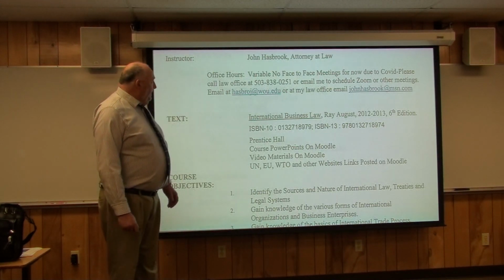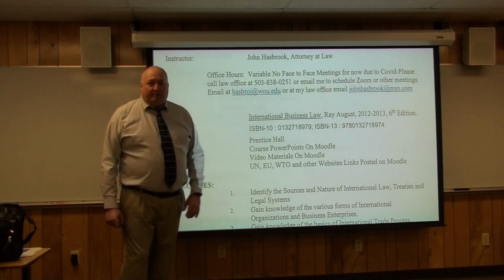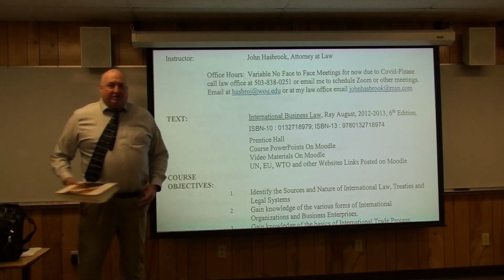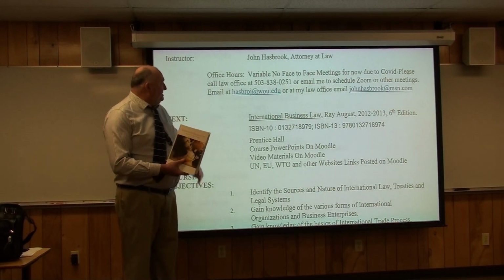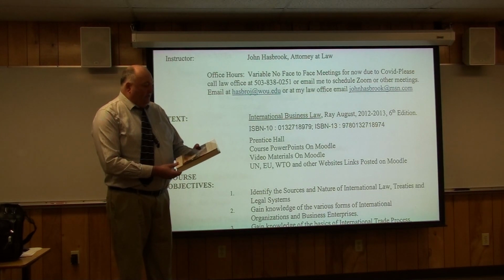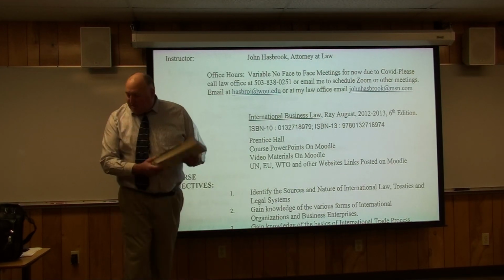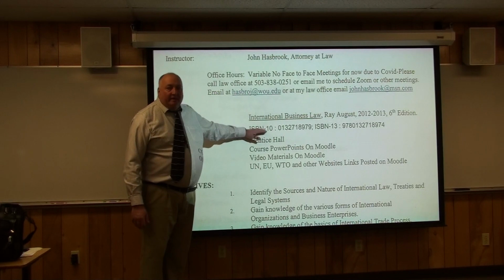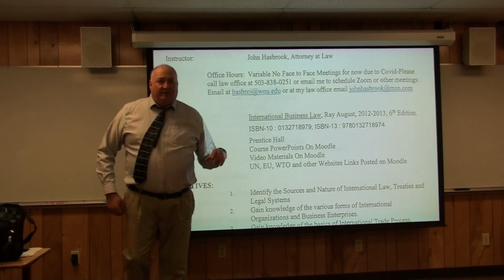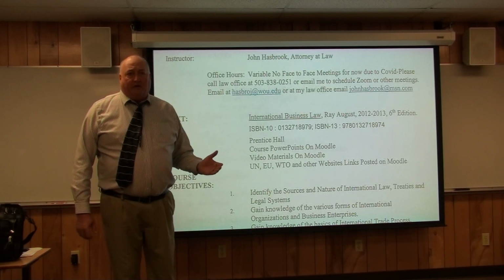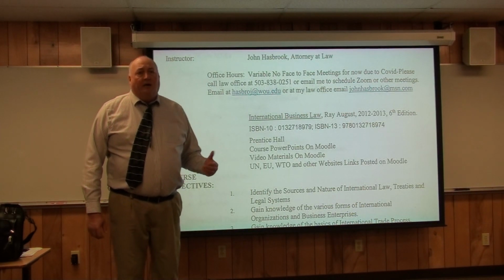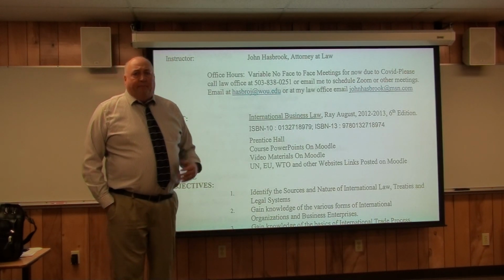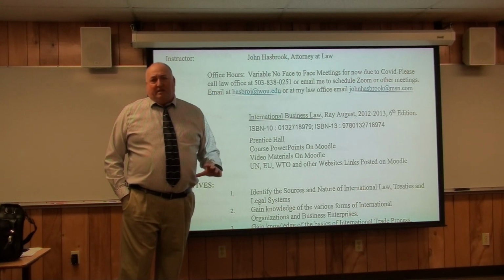Okay, so in terms of the class, let's talk about the textbooks. The primary textbook is going to be International Business Law by Ray August, and we will be using the 6th edition. Actually, I grabbed the wrong edition. For this class, this is the ISBN number. I will tell you right now that there's a 4th and a 5th edition. Those editions will also work if you can pick those up cheaper on Amazon or whatever. The reading pages will be slightly different between the editions, but it will be the same basic information.